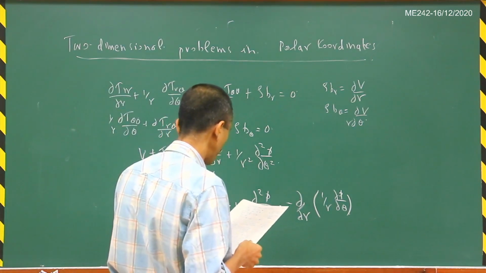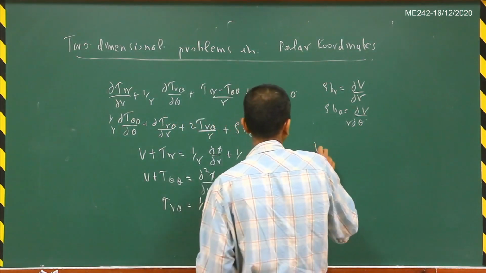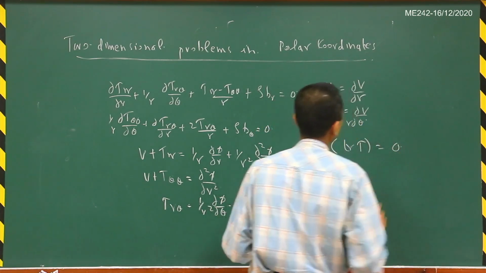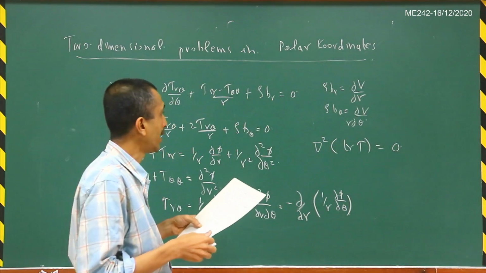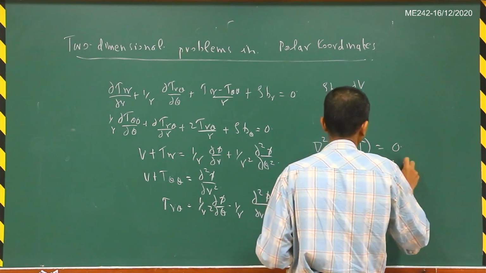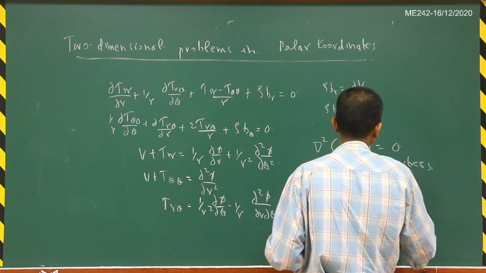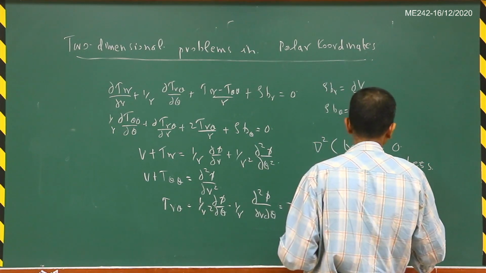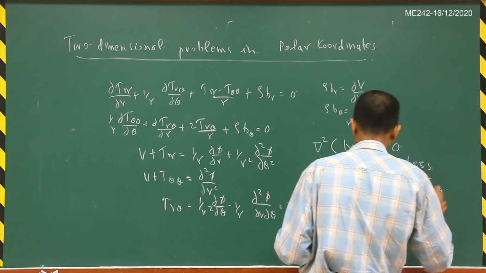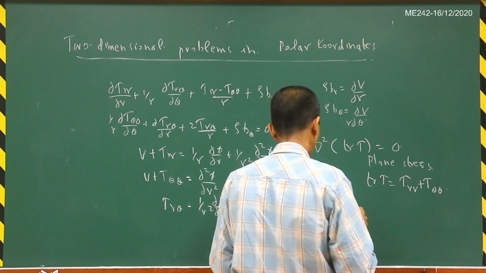So if you recall, we had this particular thing: del squared of trace of τ is equal to 0. This was the governing equation. And now if you take plane stress, then trace of τ is equal to τ_rr + τ_θθ. That is the equation here. Here I have not included the body forces.